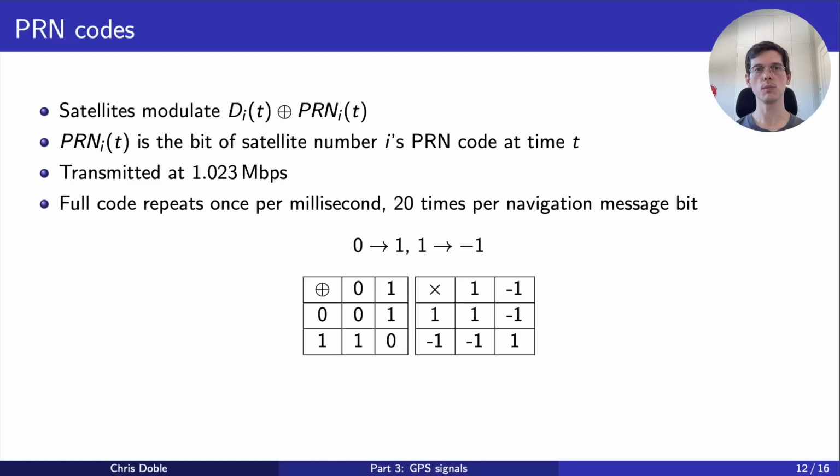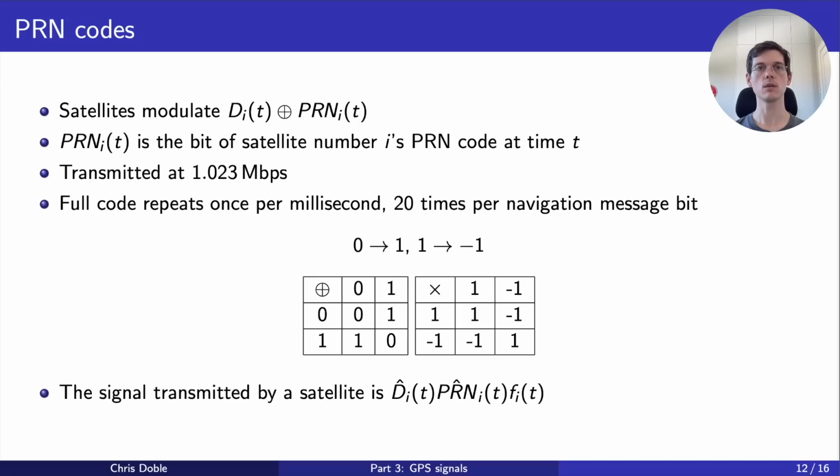That means if we also apply this mapping to the PRN code, we can write both the exclusive OR operation and the BPSK modulation as multiplication, and the signal transmitted by a satellite can be written as d hat i of t times PRN hat i of t times f i of t. Notice that we've placed a hat over the PRN term to indicate that the mapping has been applied.